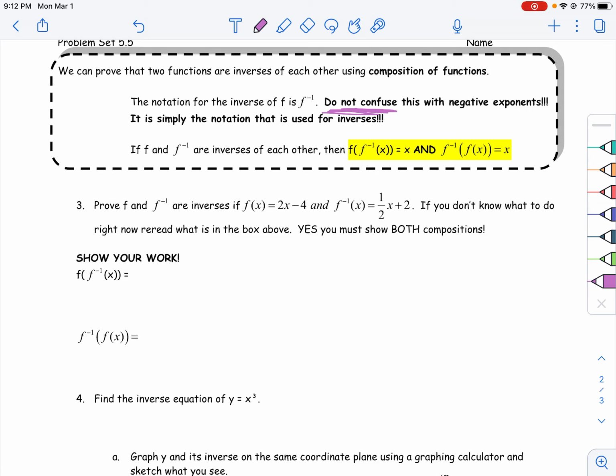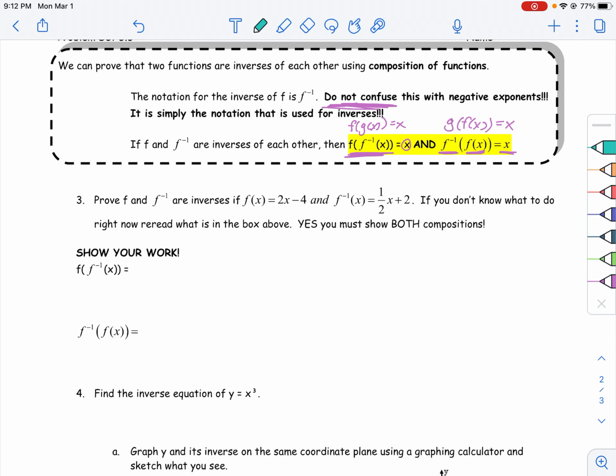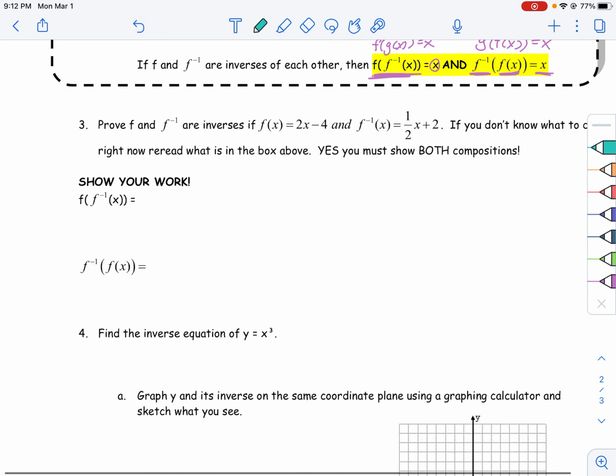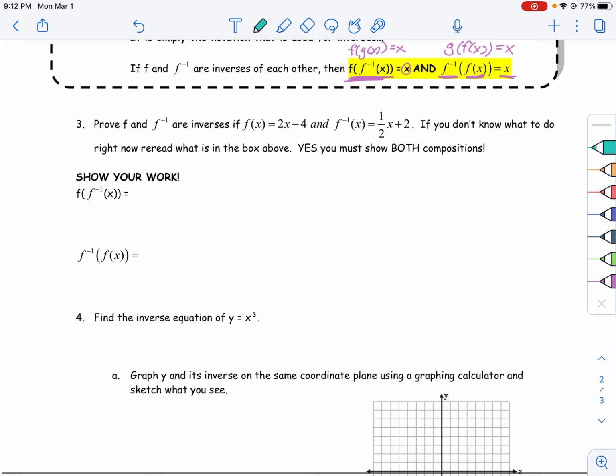So if f and f inverse are inverses of each other, then when we plug f inverse into f, we should get out an x. And when we plug f into the inverse of f, you should also get out x. That was just like saying if we had f of g of x, we should get out x. And then if you have g of f of x, you should also get out x. And that's how we verify inverses. So if you missed that from yesterday, it says prove f and f inverse are inverses of each other.